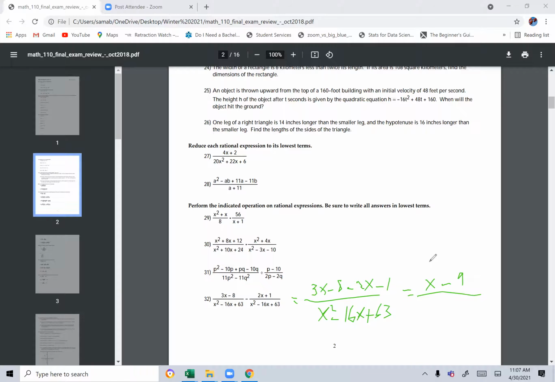Can we factor x squared minus 16x plus 63? Let's see if we can factor it. If we can, we might be able to cancel this a little bit more. Two numbers, their product is 63 and their sum is negative 16. Can you guys tell me what the numbers are? 9 and 7. Yep. I agree. And x minus 9 cancels out. So you get 1 over x minus 7 as the final answer. All right, let's move on.